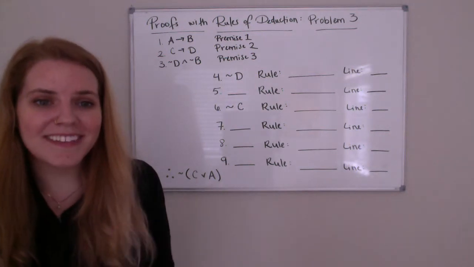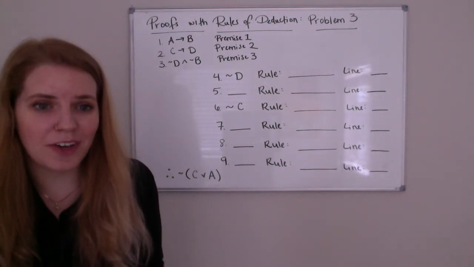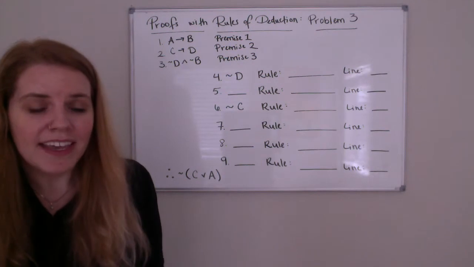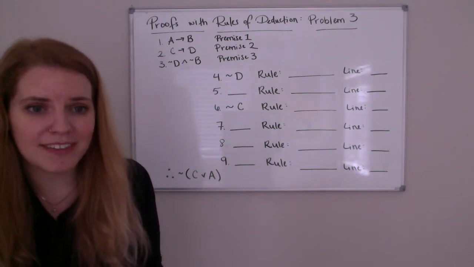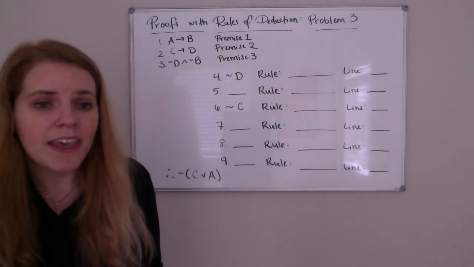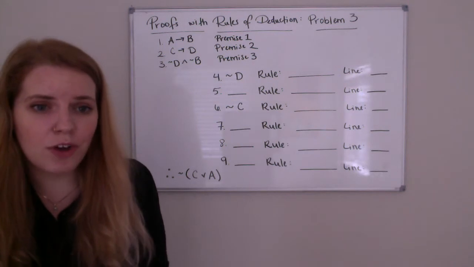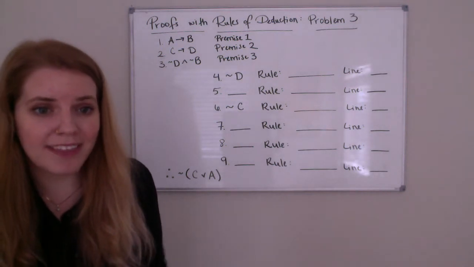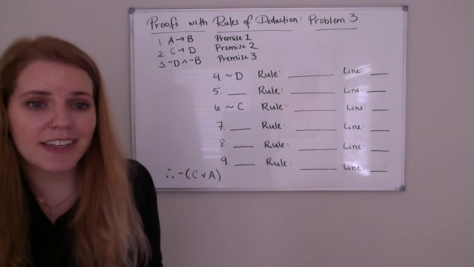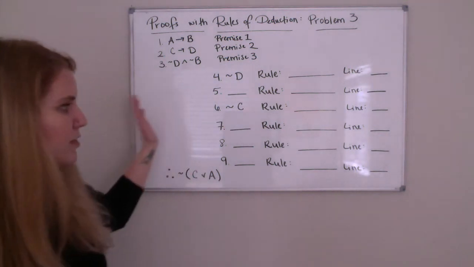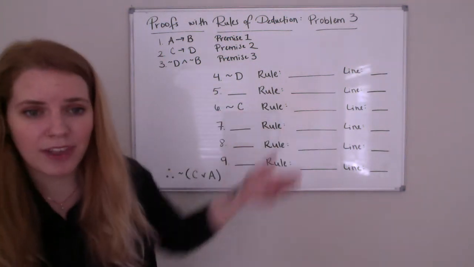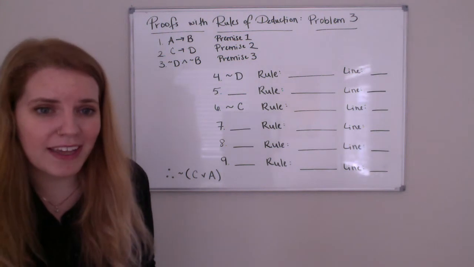Okay, so here's our last proof for this video on proofs with rules of deduction. It's more complicated and it has a lot more blanks for us to fill in than the previous ones. However, I do want to point out that your homework assignment won't have problems that are quite this difficult. So on the homework, none of the proofs have the majority of the lines being completely blank all the way across. So don't panic when you see this.